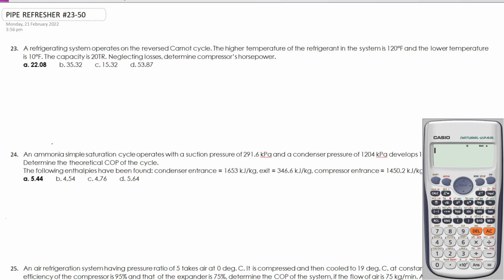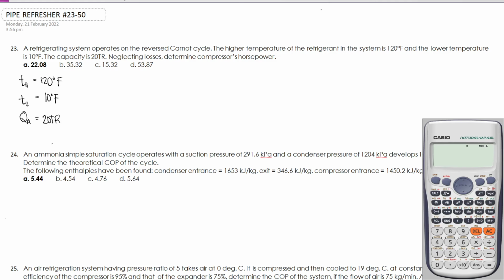So again, reverse Carnot cycle or Carnot cycle man yan operates between two temperature limits lang. So in this problem, we have the higher temperature side of 120 degrees Fahrenheit and the lower temperature side of 10 degrees Fahrenheit. So dito, binigay rin yung capacity or refrigerating capacity. Pag sinabi natin capacity ng refrigerating system, ang tinutukoy natin is yung kakayahan niya to extract heat from the lower temperature heat source. So that is the amount of heat added to the system. That is 20 tons of refrigeration.